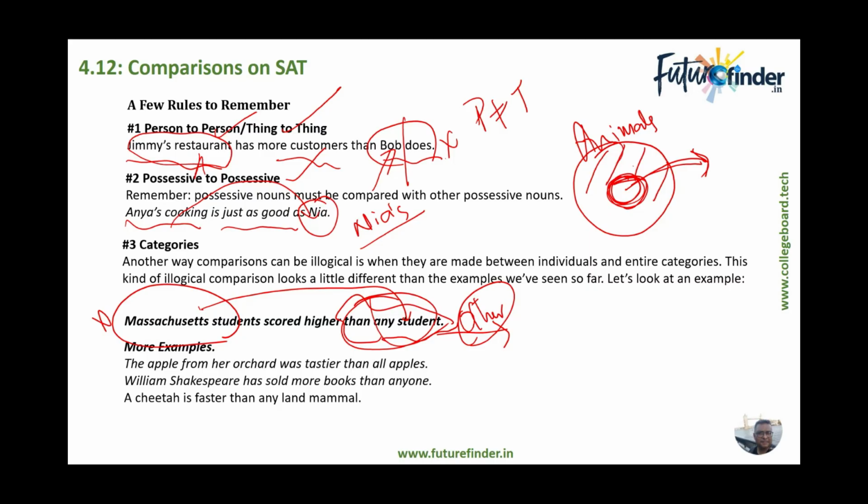More examples. The apple from her orchard was tastier than all apples. Same thing. William Shakespeare has sold more books than anyone. Anyone would also include William Shakespeare. Cannot be this way. A cheetah is faster than any land mammal. A cheetah is also a land mammal. So these are all incorrect examples or illogical comparisons.